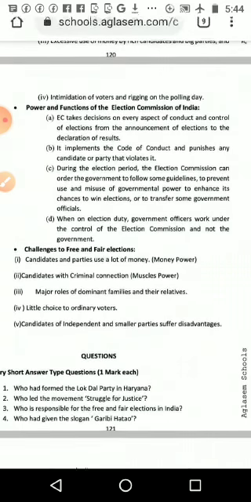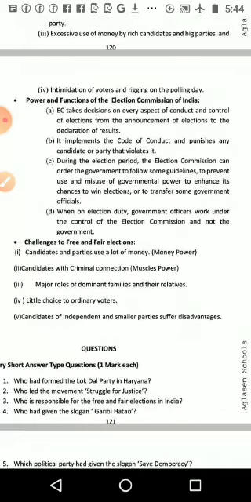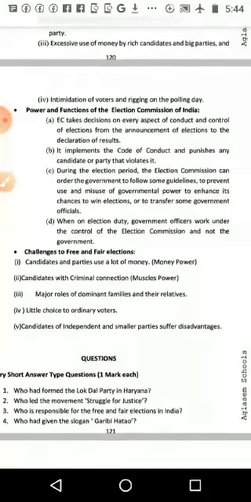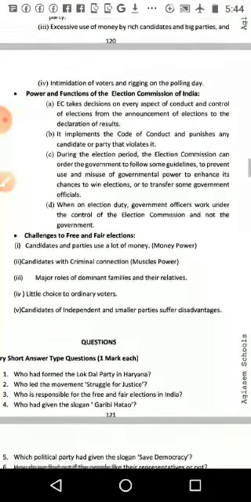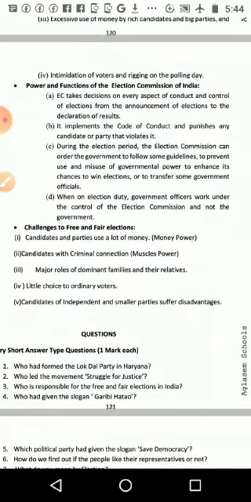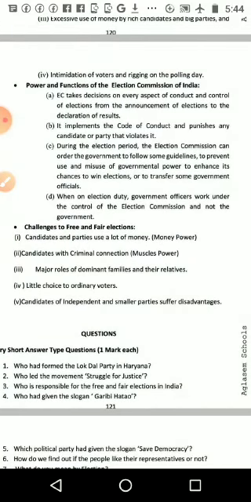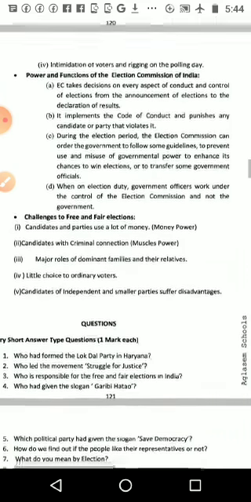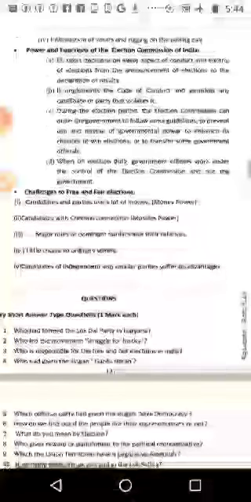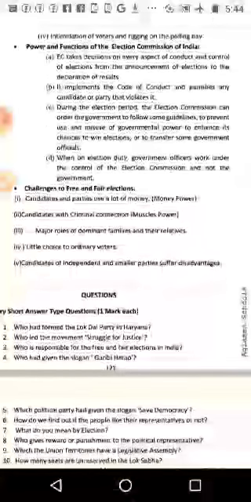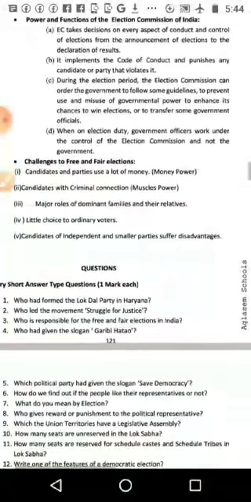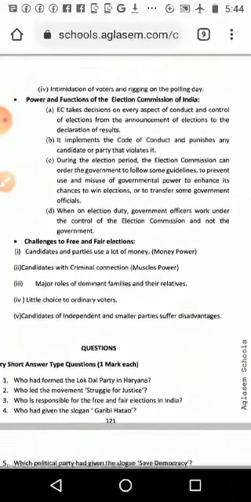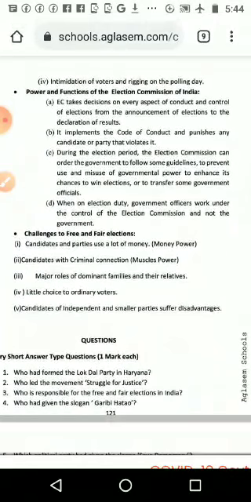For example, at the central level, BJP is the ruling party at present, and at the next election time, if the Election Commission feels that they may use government officials to get maximum votes, at that time the Election Commission can give some guidelines, or they can transfer some of the government officials who are unnecessarily participating in the election campaign and other things.